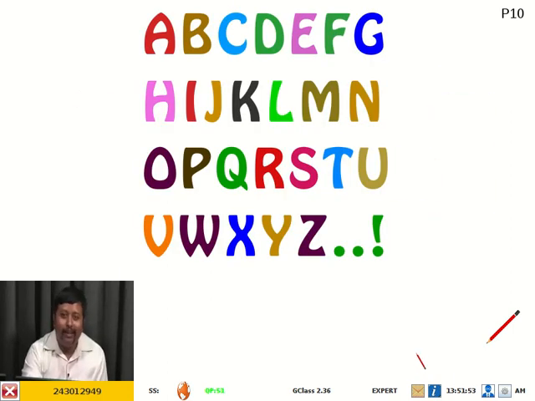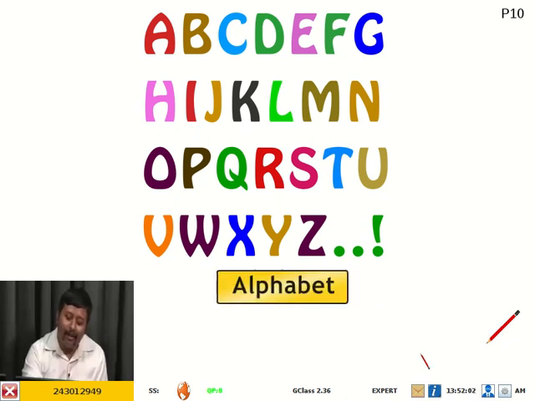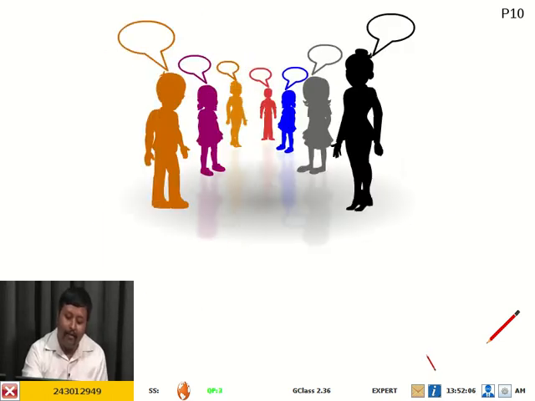A, B, C, D, you all know that. What do we call all these? We call all these things A, B, C, D, E, F, G. You know, these are what? These are alphabets.